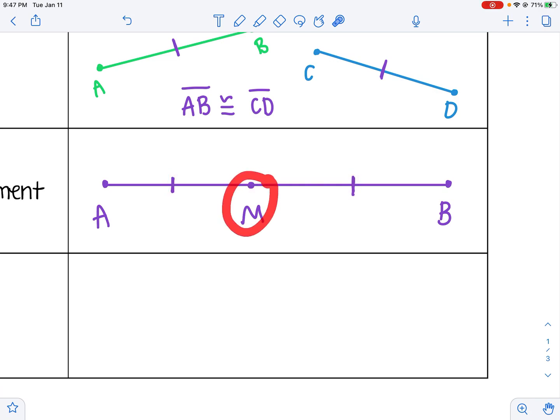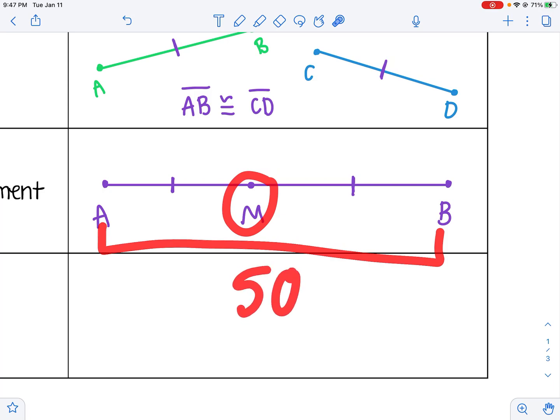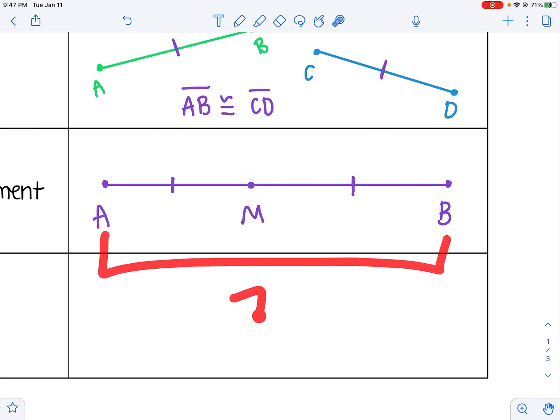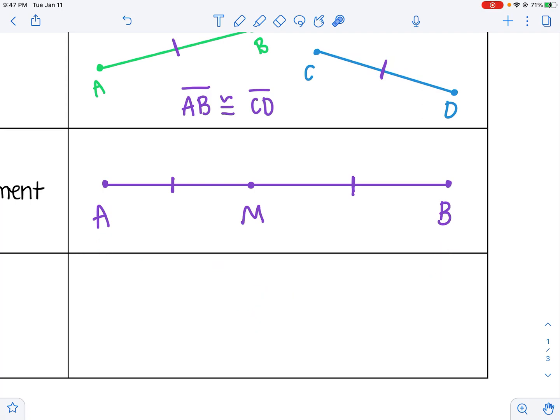If we know that M is the midpoint and the whole piece is 50, think about it. If the whole piece is 50, how many should be on each side if M's in the middle? Well, I should have 25 and 25. Middle, just cut it in half. If we know that the whole piece is 70, cut it in half. 35 and 35.